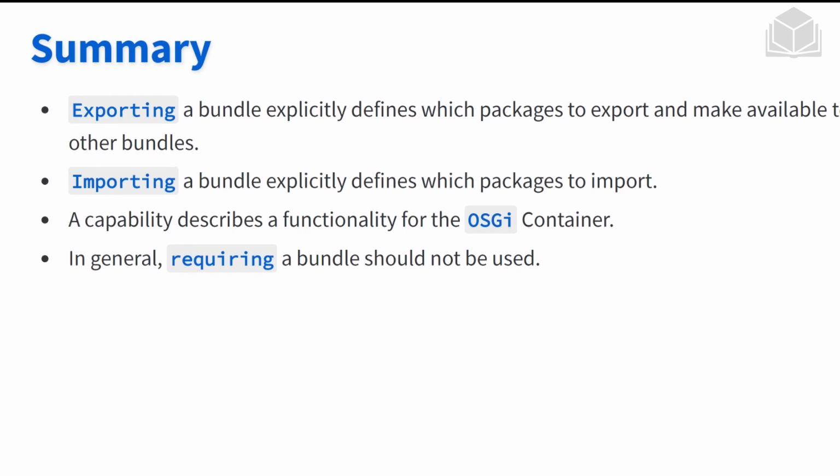Let's take a look at a summary of the content that we have gone through. Exporting a bundle explicitly defines which packages to make available to other bundles, right? That's the export package header. Importing a bundle explicitly defines which packages to import. Again, we would use that import package header. A capability describes a functionality for the OSGi container. And again, we are the ones who define what that capability is, so try to be as descriptive as possible. In general, requiring a bundle should not be used. Again, we don't want to create that tightly coupled relationship.